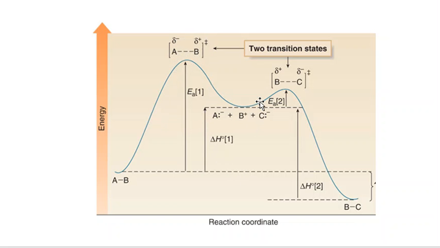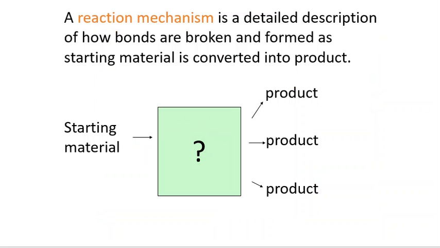The second step involves C, but it's not the rate determining step. It has a lower activation energy. So in this way, we can connect our rate equations, which we measure, to a proposal of a mechanism. And reaction mechanisms are really fundamental to organic chemistry, and we use lots of different ways of probing how they happen, how the starting material turns into the product. That's a lot of what we're going to be looking at in class in the next couple of weeks.